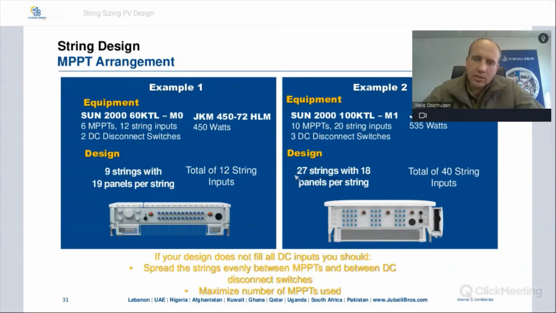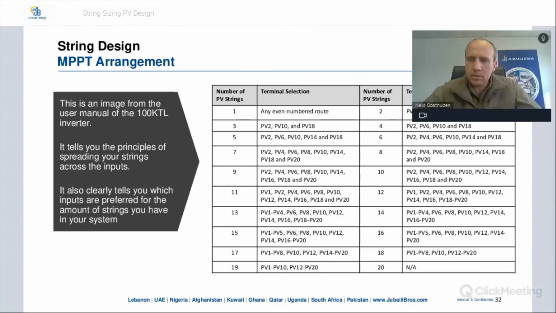Then on the second inverter, where you had 14 strings, again, populate the first 10 inputs of the MPPT, and the remaining 4 split it maybe 2, 1, 1, just so that you're dividing all of the strings among the DC switches. So that's how you go about doing the MPPT arrangement.